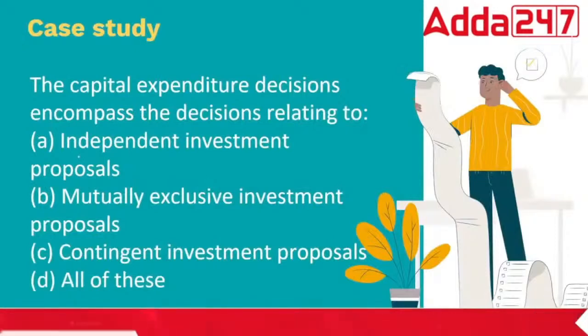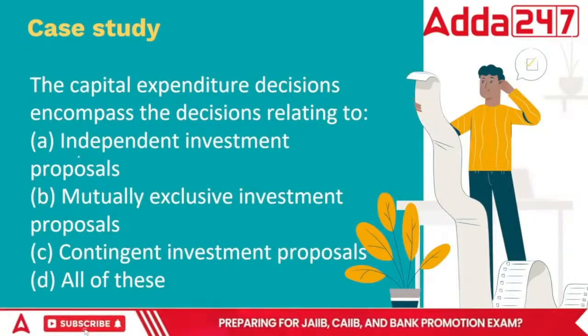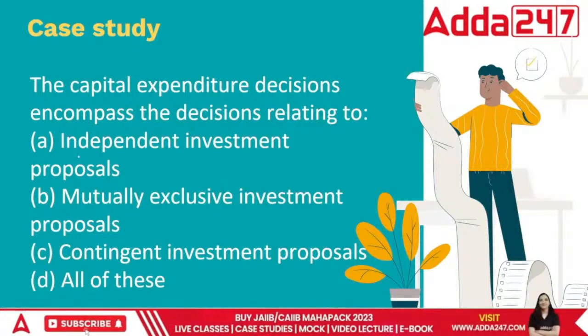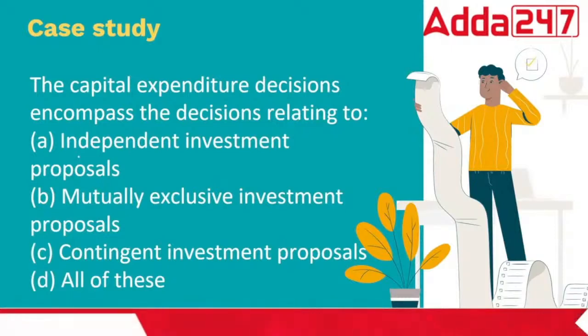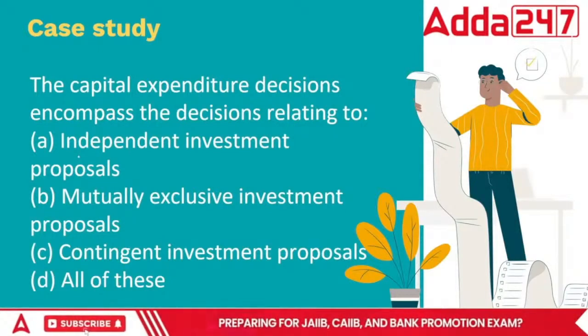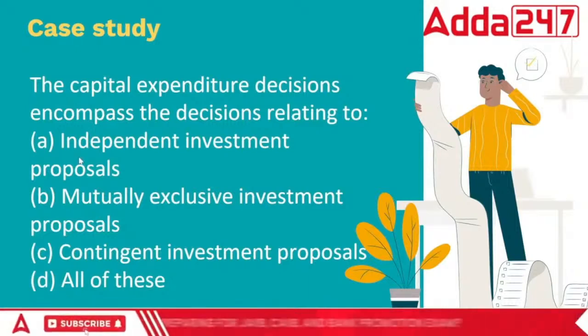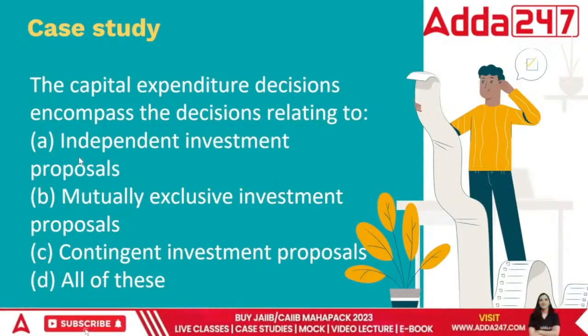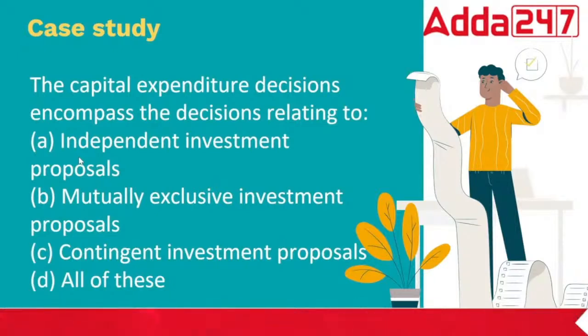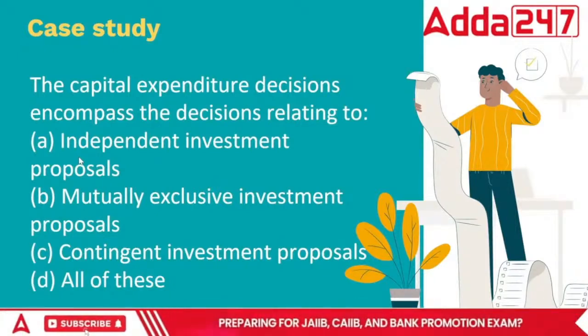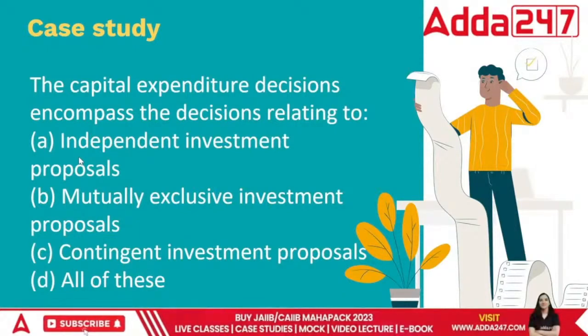Now comes the capital expenditure decision. It encompasses the decision relating to independent investment proposals, mutually exclusive investment proposals, contingent investment proposals, or all. Capital investing decisions have three kinds of decisions. We can have a situation where we choose one, which is to accept or reject the only one that we're talking about, and we can have a decision of allocation.